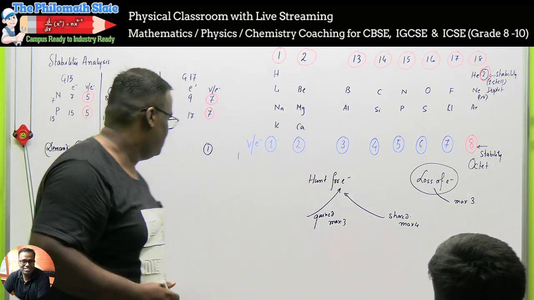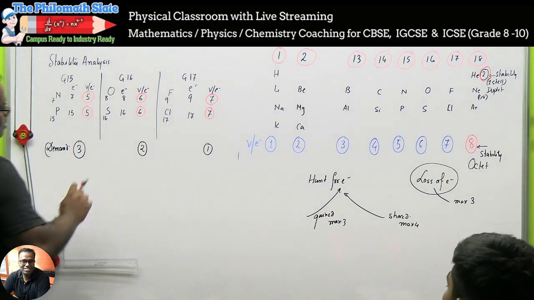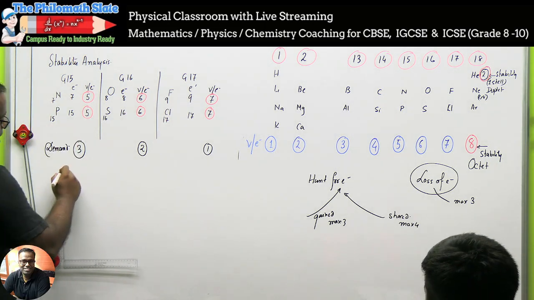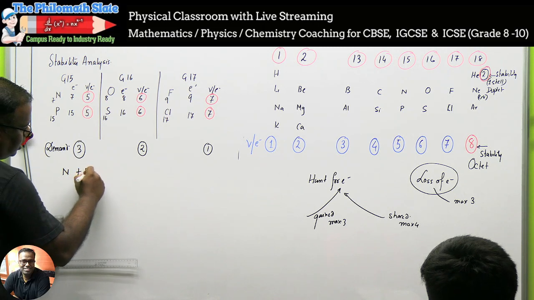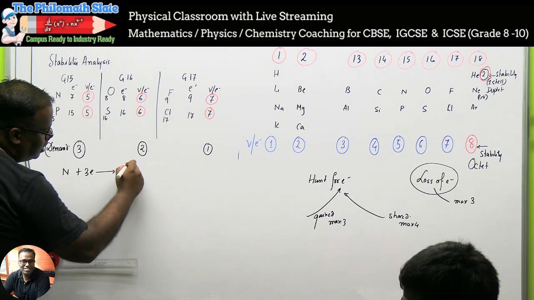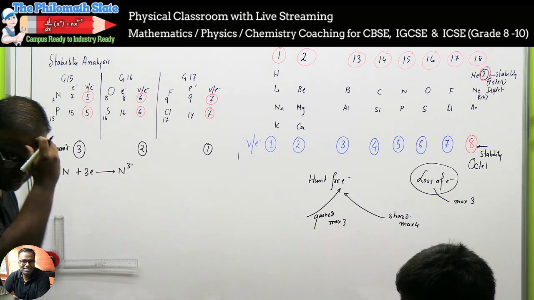It will be automatic, okay? So the demand is for 3. The demand is for 3. So let's look at their analysis. Nitrogen will gain 3 electrons and now become charged with 3 minus. It will have 3 minus on its head.